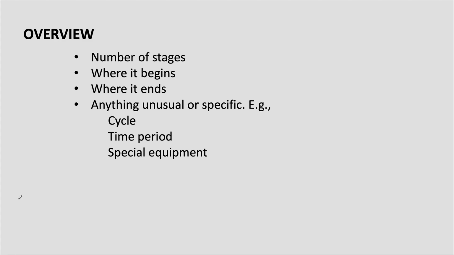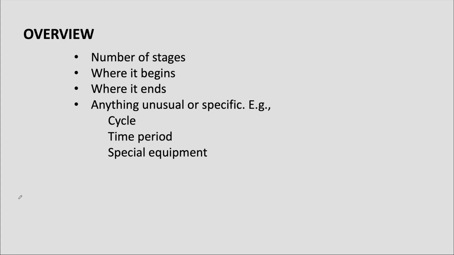After paraphrasing, we write the overview. The overview is a summary of the whole process. We don't describe every step here, instead, we mention the most important features. For process questions, there are usually 3 or 4 things we include in the overview. We mention the number of stages, where the process begins and where it ends. If there is anything unusual about the process, we mention that as well.